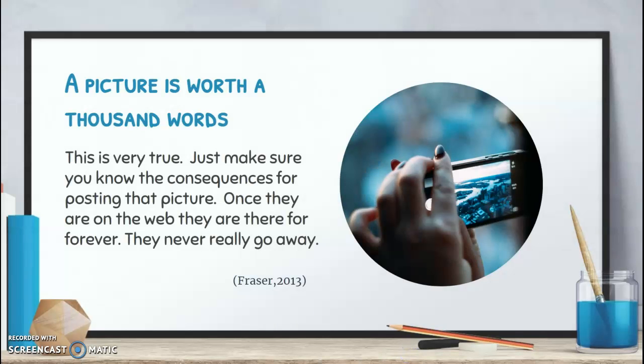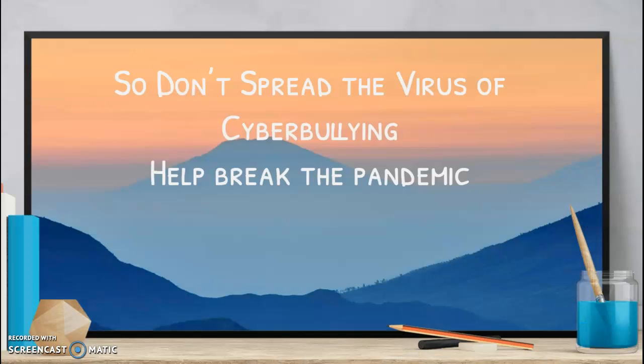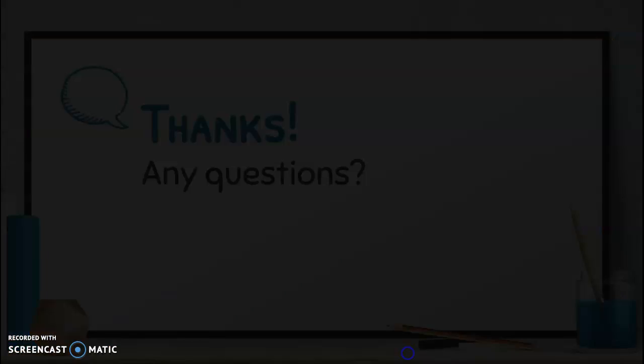A picture's worth 1,000 words. Very true saying. Just make sure that you know the consequences for posting that picture. Once they're on the web, they're there forever. They really never go away, even though you don't see them anymore. They are still out there. Don't spread the virus of cyberbullying. Help break the pandemic.